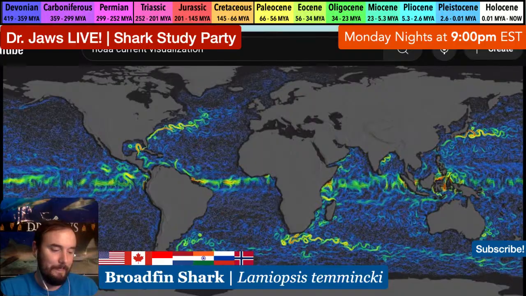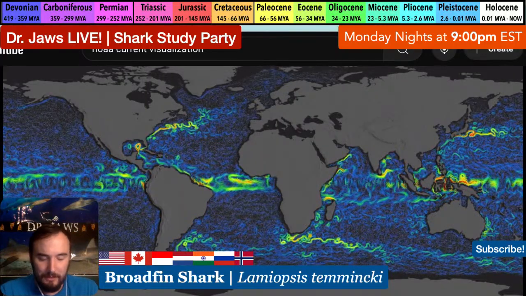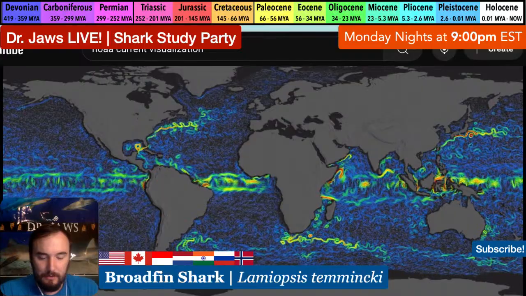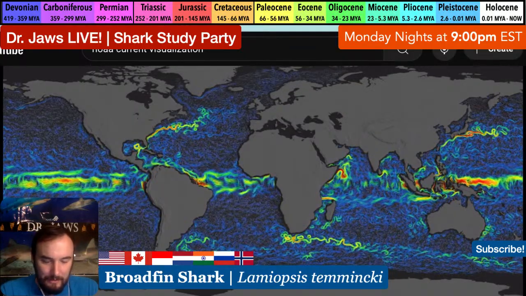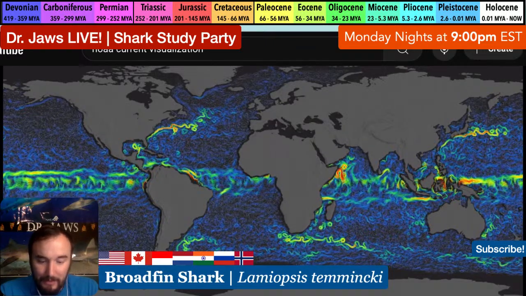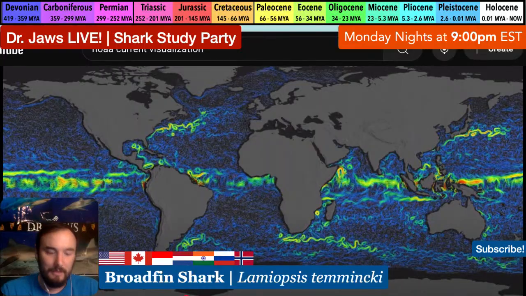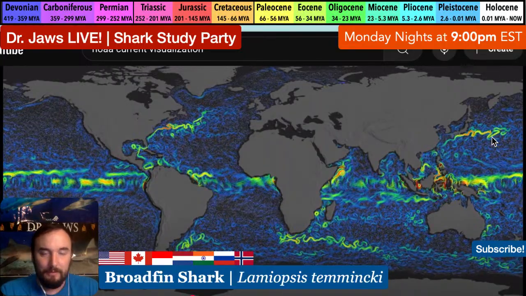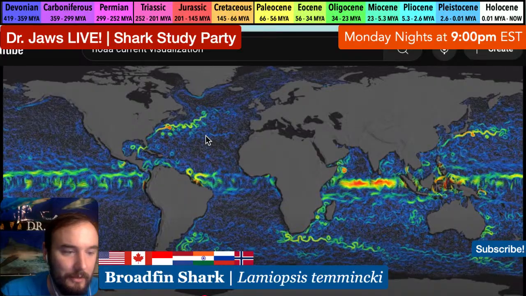I think I know what that's called, but let me just check really quick. Ocean currents map. I want to say that is the... Okay, I was kind of close. The Kuroshio current. So the Kuroshio current is this one. As far as famous currents, I mentioned the Gulf Stream here, you can see.